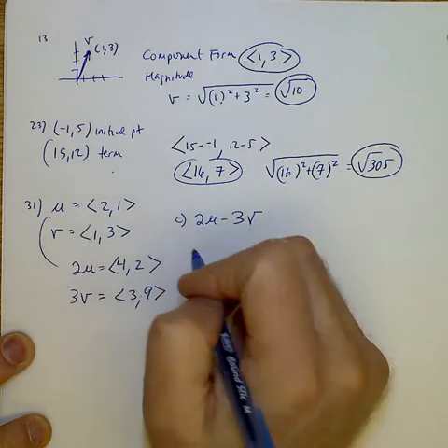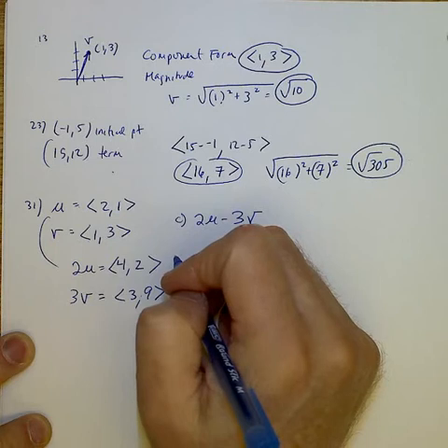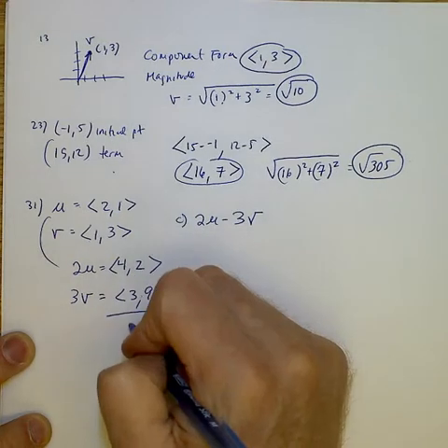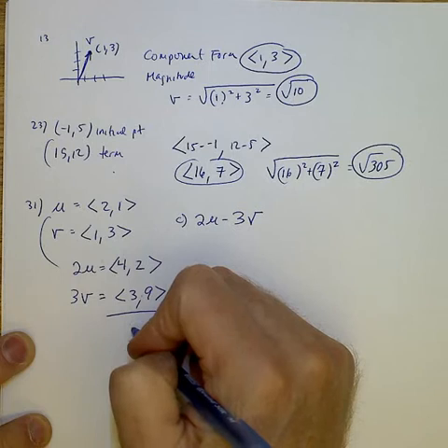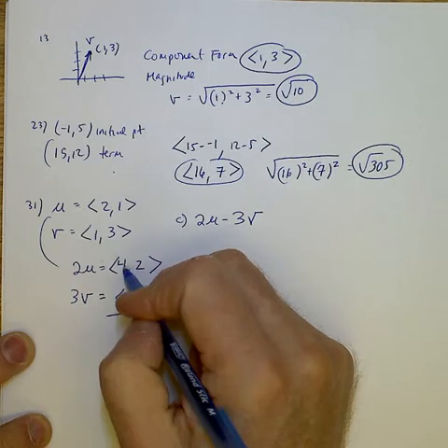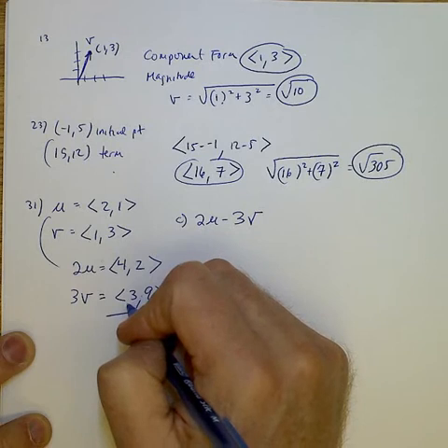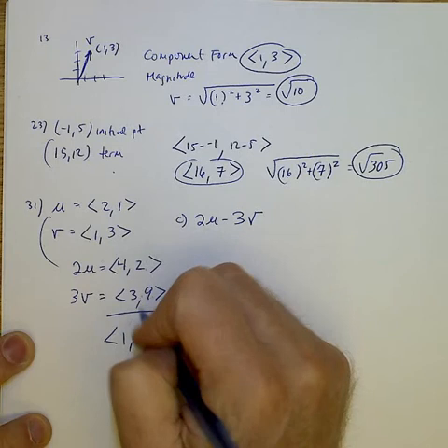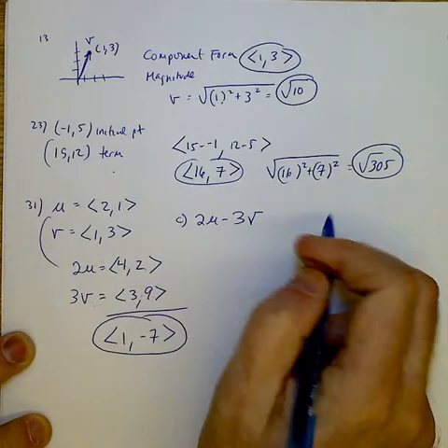And what they want us to do here is to find 2u plus 3v. Actually, I'll go ahead and do 2u minus 3v, so I'll do the subtraction. 2u minus 3v: 4 minus 3, which is 1, and 2 minus 9, which is negative 7. So 2u minus 3v in component form is going to be that vector.